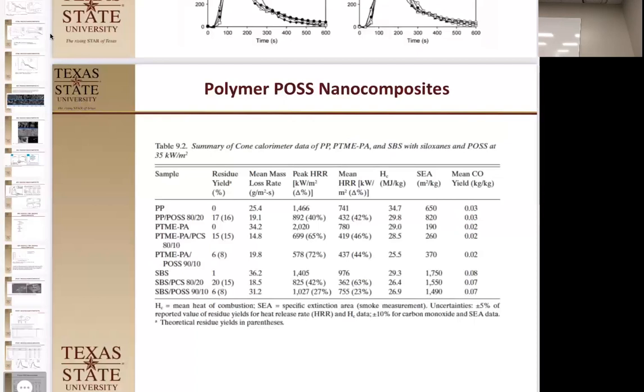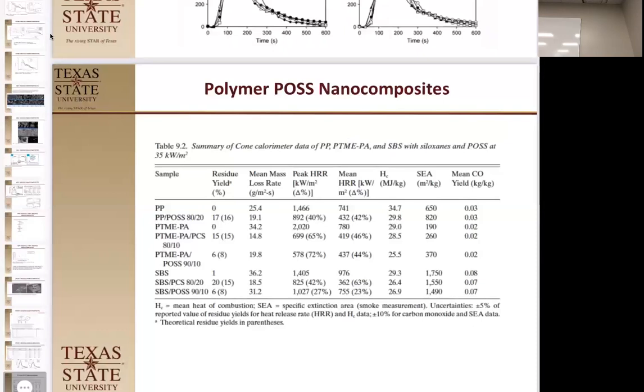And so they had some interesting stuff here. With polypropylene by itself, it has like a heat rate of 1400, and that's in kilowatts here. You get a 40% reduction just by adding some POSS to it. Now, in this polymer system here, which is a polyamide, and I don't remember what that polymer is, by adding a little bit of the POSS to it, you get a 65% reduction in that peak heat. And with the styrene butadiene styrene rubber here, you get a 42%.